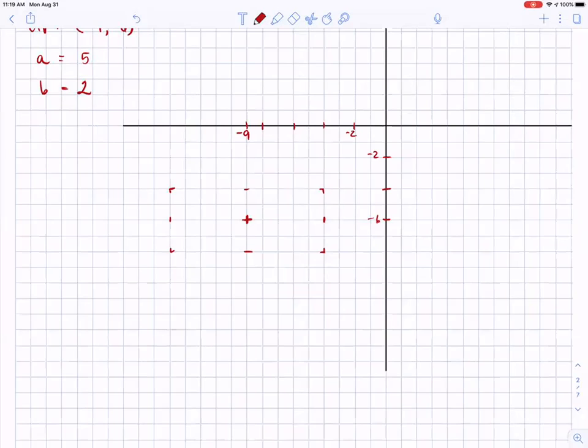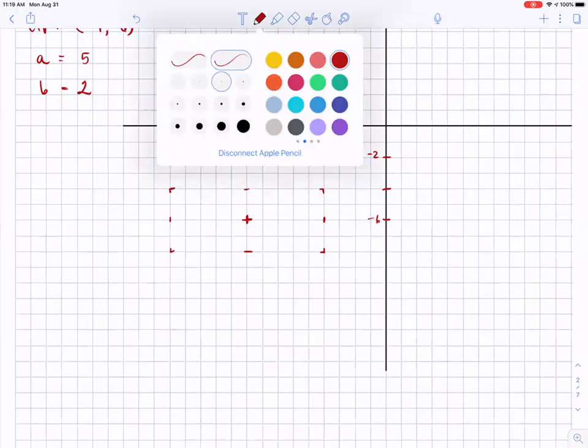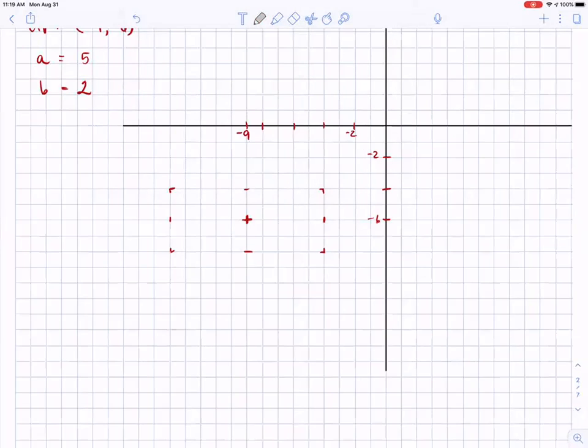Okay. So let's see. I'm gonna just make my color a lighter color. Or you could do a dashed line. Usually I do a dashed line, but my iPad doesn't do straight dashed lines. So I'll just use a lighter color. So there's 1 from corner to corner. And you want to extend those out quite a ways because your hyperbola is not inside the box. Your hyperbola is outside the box.